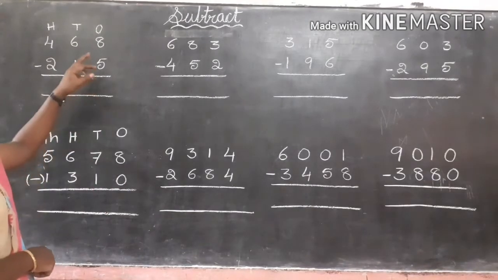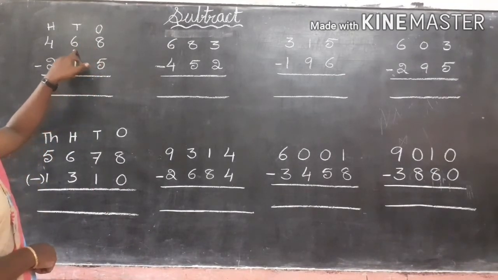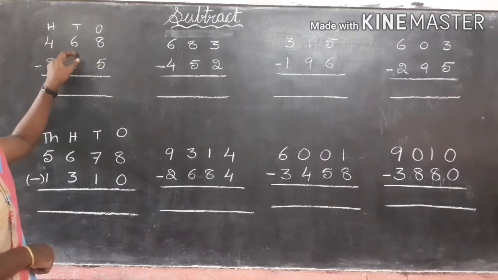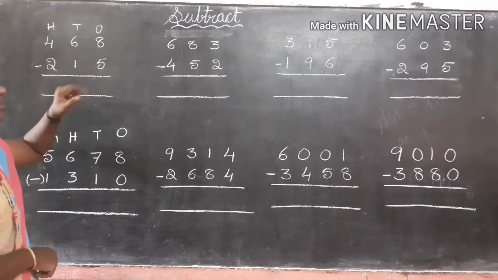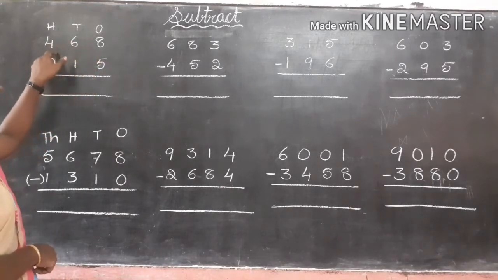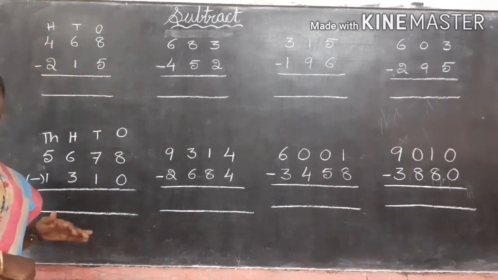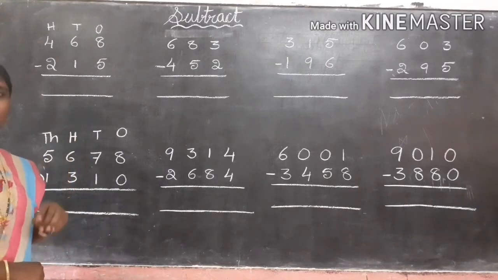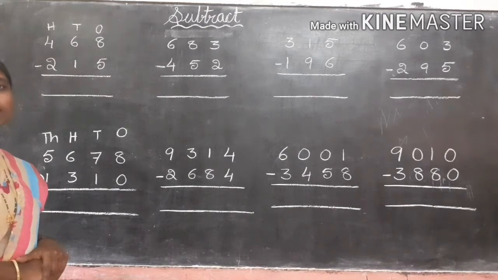Okay. Now see here, what are the places given? Ones, tens, hundreds. It is a 3-digit number. We are doing subtraction of a 3-digit number. So what are the places for a 3-digit number? Ones, tens, hundreds. Okay. Always while we are doing subtraction, we have to write the greater number on top of the smaller number.